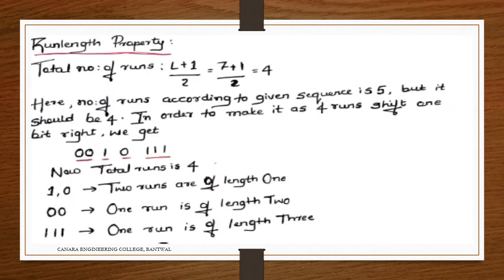Next one, another property: the run length property. The total number of runs is equal to L plus 1 divided by 2, that is 7 plus 1 divided by 2, which is 4. Here, the number of runs according to the given sequence is 5. You can see how it is. What is the given sequence there? Actually they have given 0 1 0 1 1 1 0. This is the problem there.